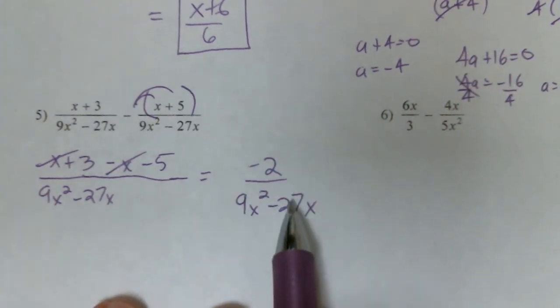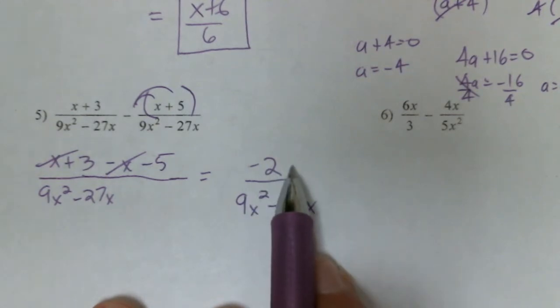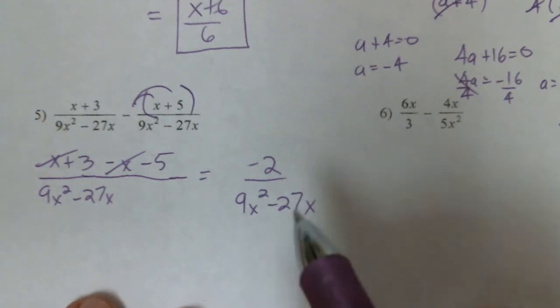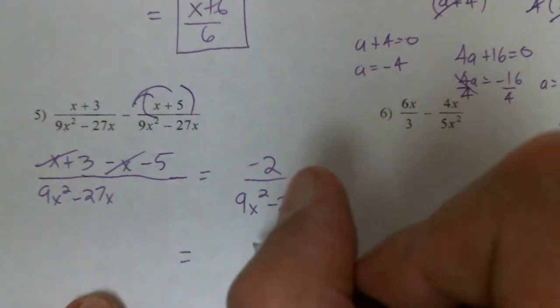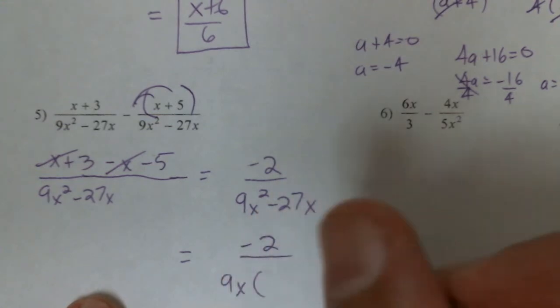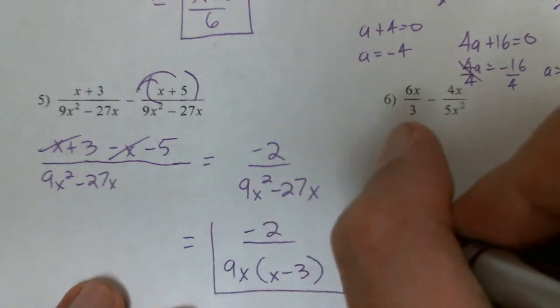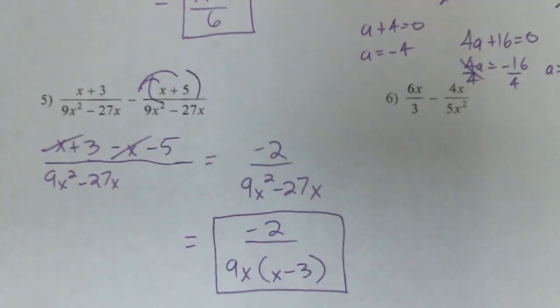Okay, now I already know nothing's going to cancel because they only have a number on top, but we still need to pull out a GCF to get it into fully simplified terms. So on the bottom, I can pull out a 9x, and that is going to leave me with x minus 3. Now that is a fully simplified answer. Okay.